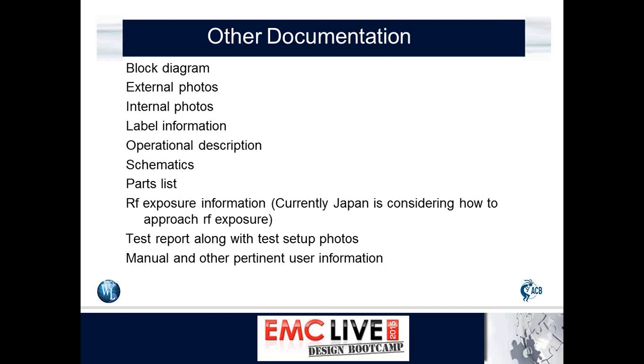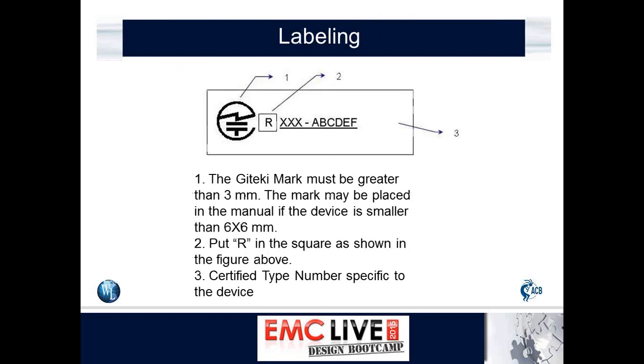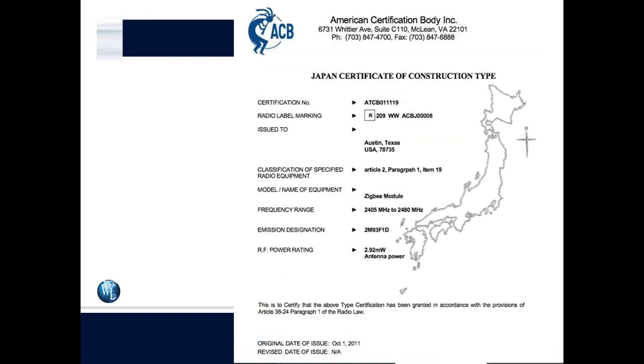Many of these same kinds of applications can be done in multiple countries. So for a device that is getting certified for North America, you can use much of the same information for other approvals. This is what the label looks like. You must have these elements where R is for radio, XXX is the foreign certification body that issued the certificate, and ABCDEF is a serial number that is applied by the certification body.